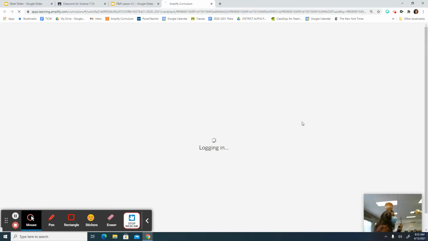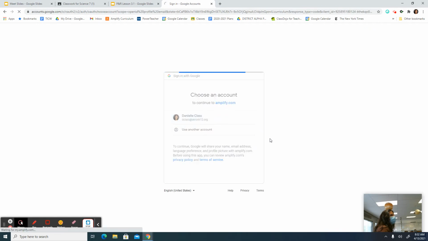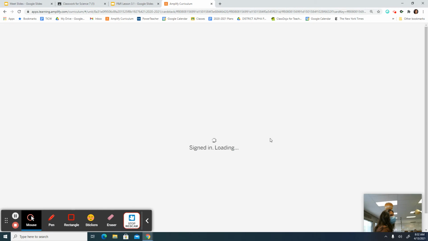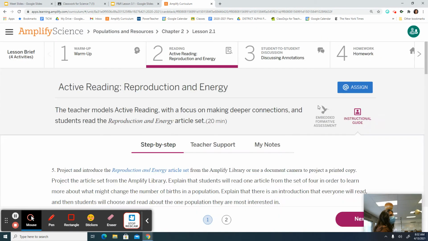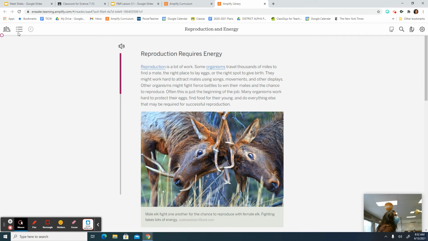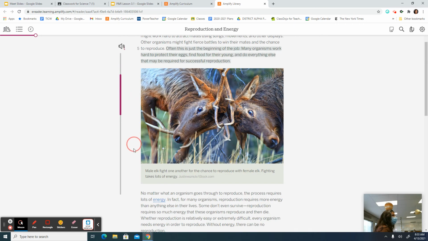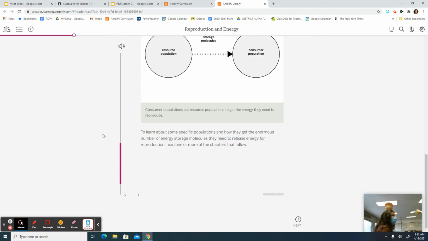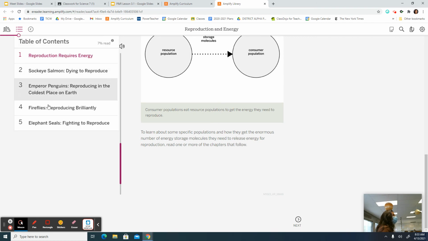So if I click my link, it's going to take me to Amplify. When you get here, you want to click the blue Reproduction and Energy article set. And you will find your chapters up here in the left-hand corner. So you're going to read this first one, Reproduction and Energy, which is chapter 1, all the way to the bottom. Read and annotate. And then you're going to pick your next one.